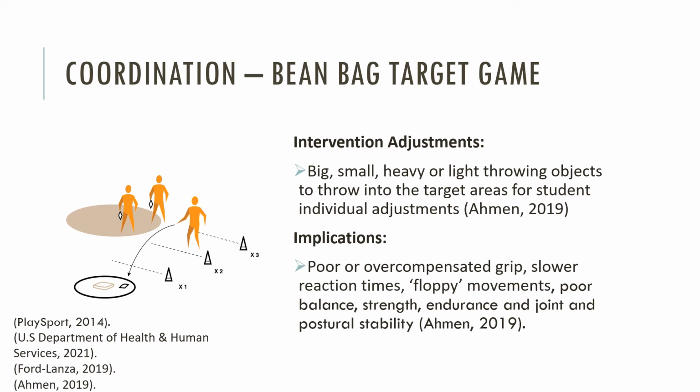The implications on the practical learning utilizing the DST in the target activity involves the poor or overcompensated grip, slower reaction times, floppy movements, poor balance, strength, endurance, and joint and postural stability. In relation to the DST areas of the task at hand and the environment, there needs to be modifications made to the objects and distance which is being incorporated. By varying the weight of the objects, it allows students to engage in a throwing object which suits their level of adjustment, as the environmental factor can affect student outcomes by not providing the student with appropriate material to engage for participation.